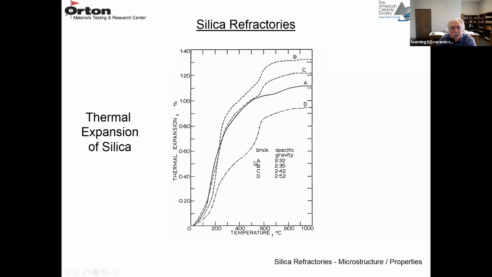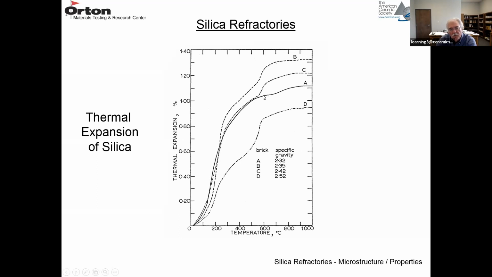The other extreme, A, has the lowest specific gravity. So it goes through a bigger displacive transformation because there's more cristobalite and tridymite. So this curve is above this one. But at 573 degrees C, where the alpha-beta quartz transition takes place, there's really nothing happening there. So in A, you've converted everything from quartz to cristobalite.